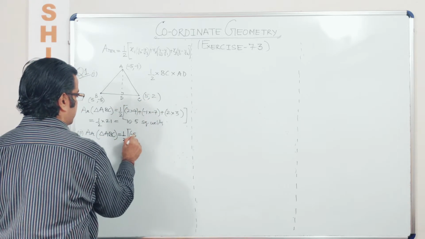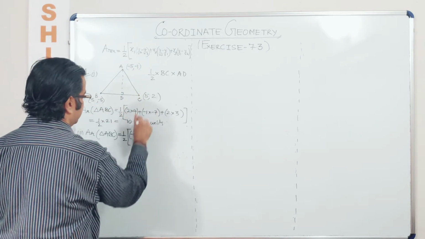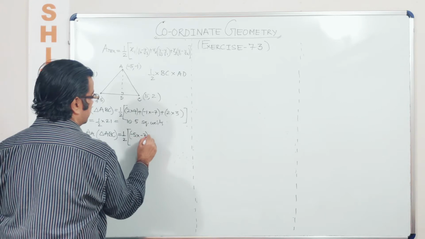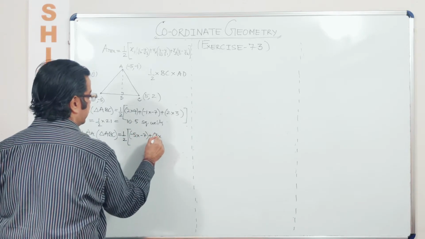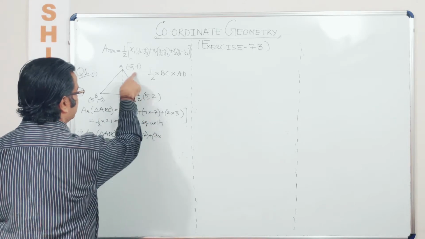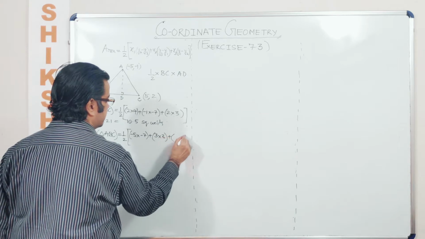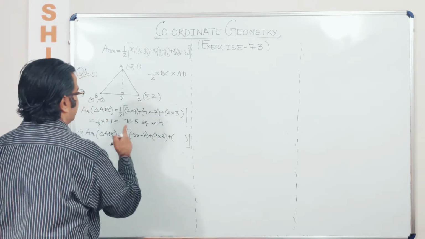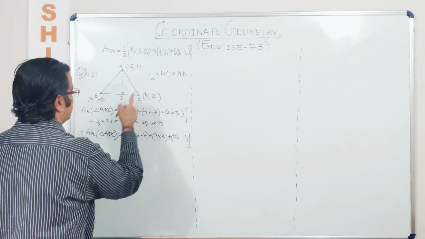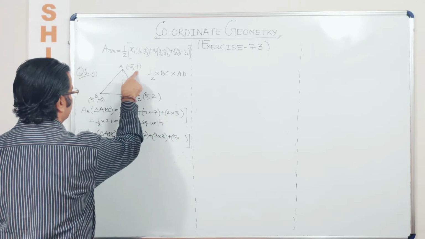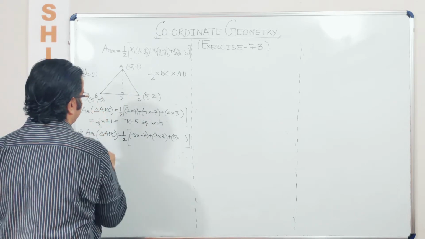Minus 5 into y2 minus y3. So y2 minus y3 is minus 7, plus x2. So x2 is 3 in this case, multiplied with y3 minus y1. So 2 minus 1 is 3, plus, so we have x3. Now x3 is 5 here, multiplied with y1 minus y2. So y1 minus y2 is minus 1, plus 5.